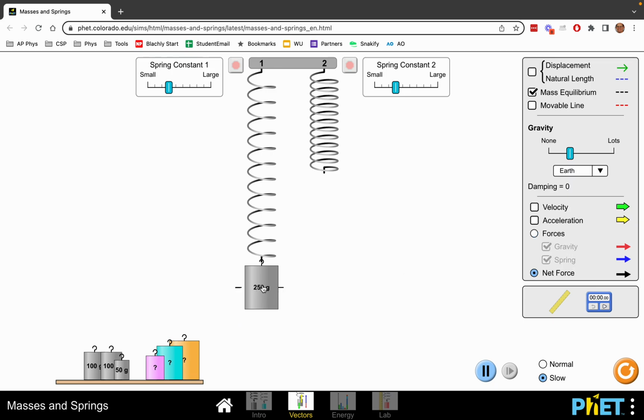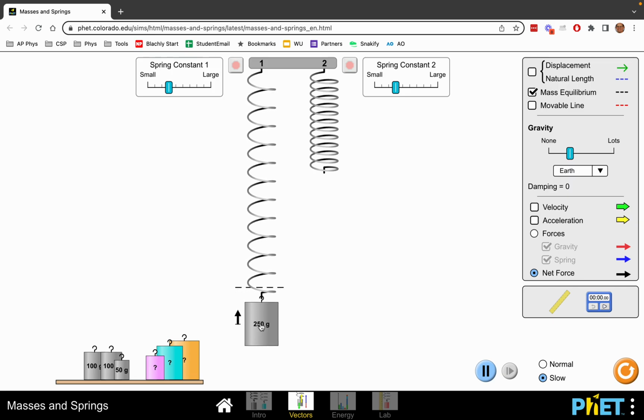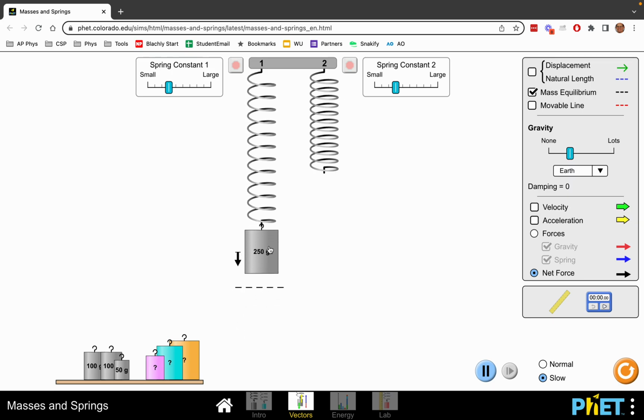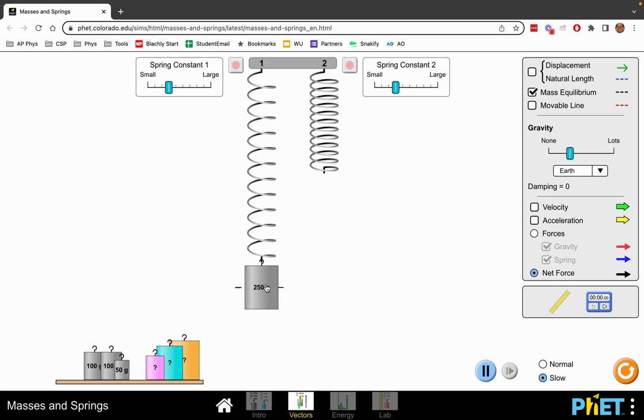Now, if I were to displace the system from equilibrium, if I were to pull it down, the net force would be upwards. And if I were to pull it up from equilibrium, the net force would be downwards. And so that's what we mean by a restoring force. Between the spring and gravity, whichever way you move this away from equilibrium, the net force opposes that motion.